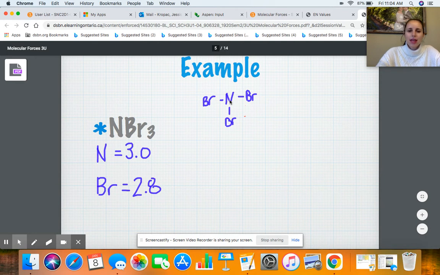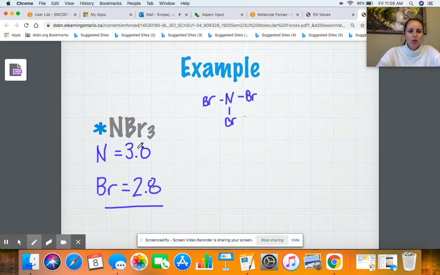The idea is if they have really similar electronegativities, it's like a tug of war, and they're going to equally pull on electrons. If one has a much higher electronegativity, it's again like a tug of war, but one's going to be much stronger. It's going to pull the electrons towards it. So in this case, we're going to subtract 2.8 from 3, and we're going to find it gives us a value of 0.2.